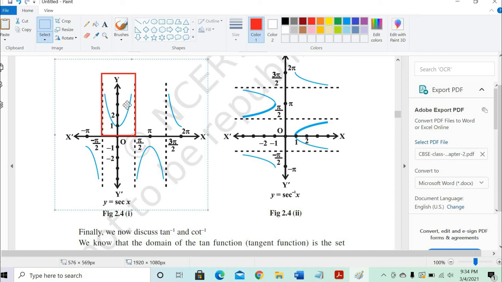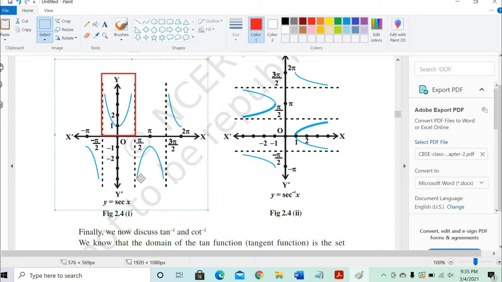So that's the reason the graph is not touching pi by 2, and it is not touching minus pi by 2 also. And cos 0 is 1, so 1 by cos 0 will be 1. So secant will be 1. That's why the graph takes a U-turn at 1 on the y-axis. Clear? Yes, sir, it's clear. So when you come from minus pi by 2 to 0, it is coming from minus infinity to 1. When it goes from 0 to pi by 2, again it is going from 1 to infinity. That is for the secant x. Clear?